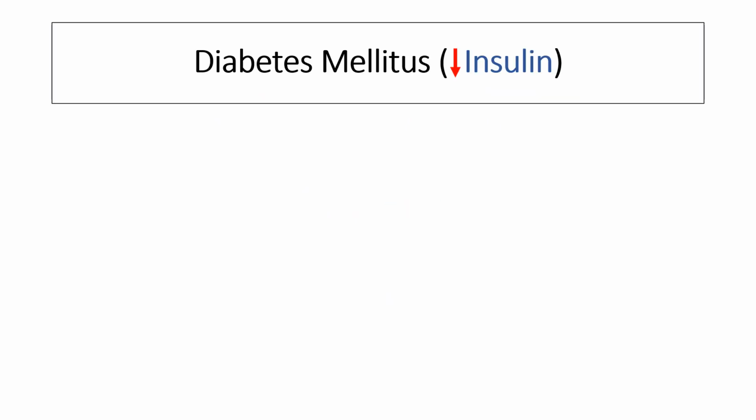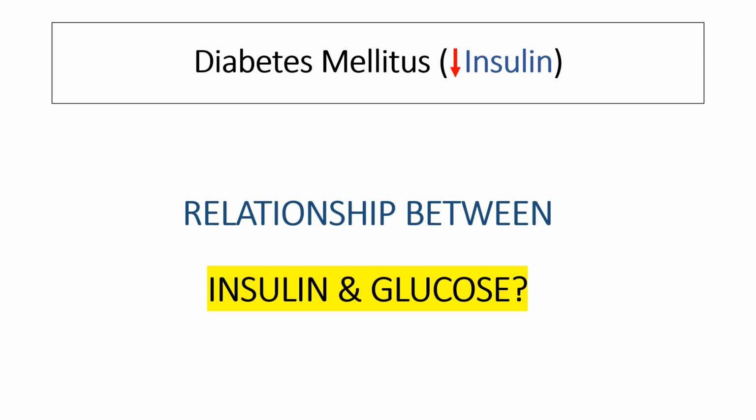Now in diabetes mellitus, you know that the main cause is decreased activity of insulin. There are two types, type 1 and type 2. In type 1, the pancreas is not producing enough insulin, whereas in type 2, you have insulin resistance. Either way, eventually there is decreased action of insulin, and that leads to diabetes mellitus. Now, is there any relationship between insulin and glucose? We'll try to explore that relationship.